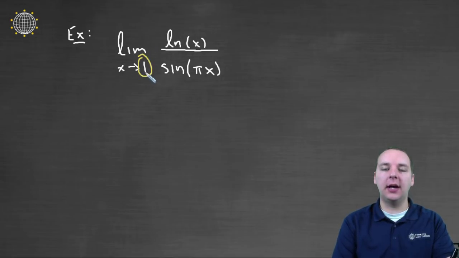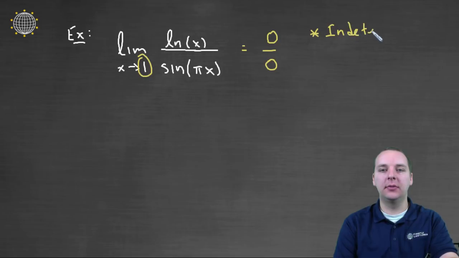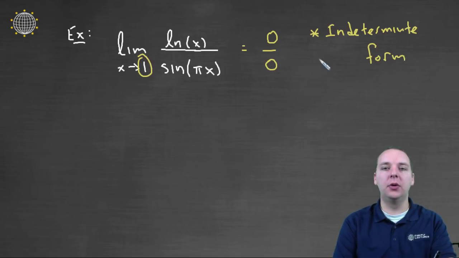But oftentimes we'll get these things called indeterminate forms, which is what's going to happen here. If you take the natural log of 1, you get 0, and 1 times pi is pi, and sine of pi is also 0. So this is what we call an indeterminate form.